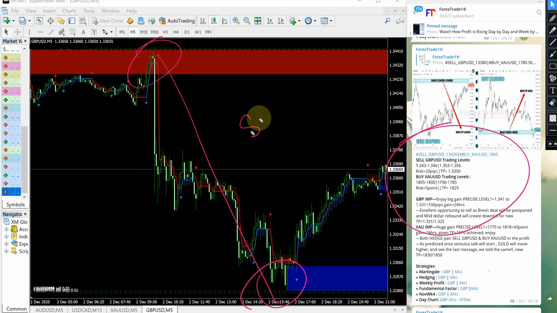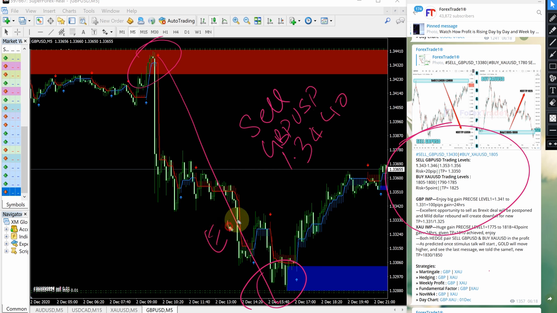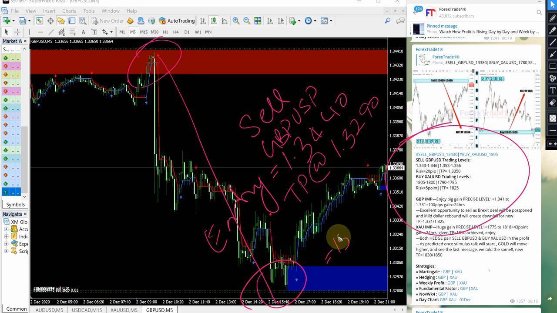So, sell GBP USD, 1.3440 as entry, and TP at 1.3290, which gives 150 pips gain. 150 pips gain on sell GBP USD.